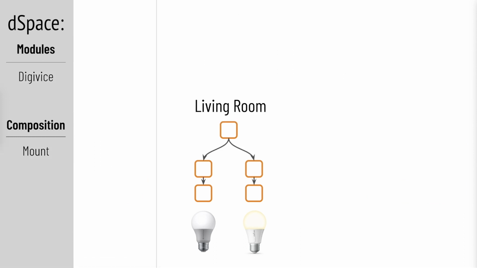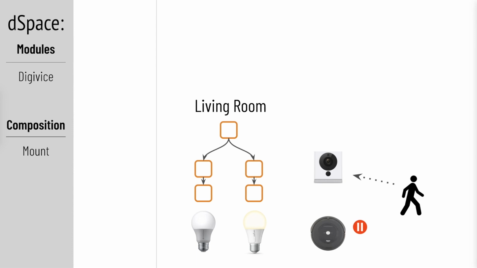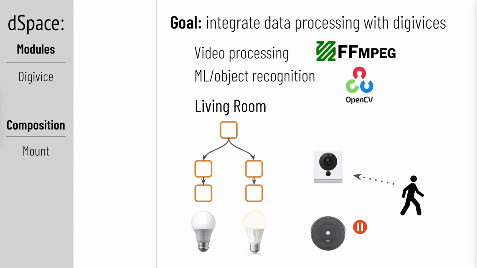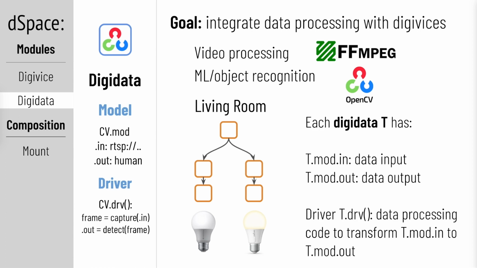Let's see a different scenario. Now say we have a Roomba robot vacuum and a camera in the living room, and we want the robot to pause when there are humans in the room. This can be done by running object recognition over a video stream and controlling the robot accordingly. So this requires us to integrate data processing capability with devices. And dSpace does so with digidata.